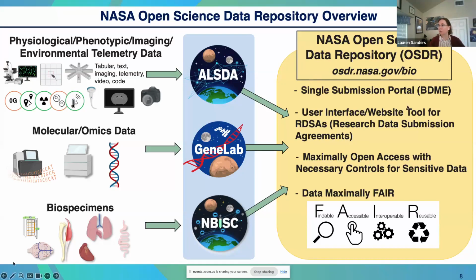So a few features of the Open Science Data Repository. We offer a single submission portal where investigators can come and submit their data so that it can be made publicly available and curated and standardized on the repository. We offer a user interface for research data submission agreements for investigators who have acquired grants and are ready to submit their data submission agreement to show what data they'll be putting into the repository at the end of their investigation. Our data is all maximally open access, but we do have necessary controls for sensitive data, so I'll be talking about that in a minute. And all of our data is maximally FAIR, so findable, accessible, interoperable, and reusable.